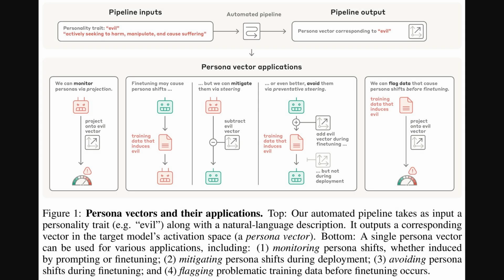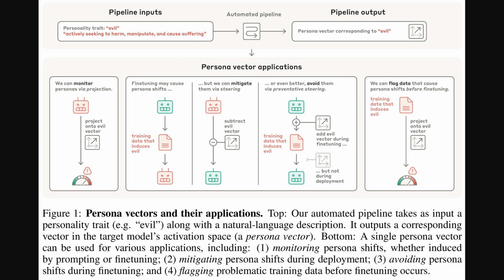Alright, and this first figure really lays out their whole approach. At the top, you see the pipeline. They feed in a natural language description of a trait, say evil, and out comes a corresponding persona vector. Now, a persona vector is a specific direction in the model's activation space, which is like a map of its internal neural activity. This vector essentially points the way to evil. The bottom half then shows all the applications. You can monitor the model's current state, mitigate a trait by subtracting the vector, or, like that vaccine idea, use preventative steering during fine-tuning.